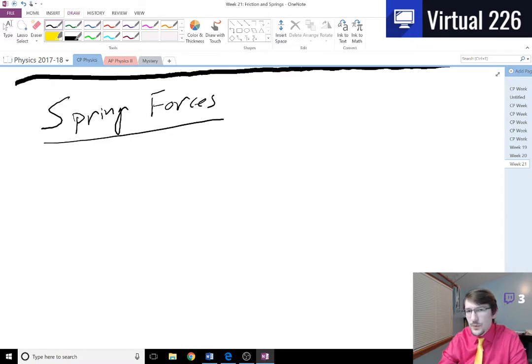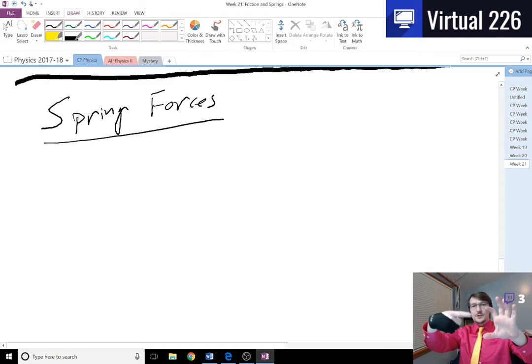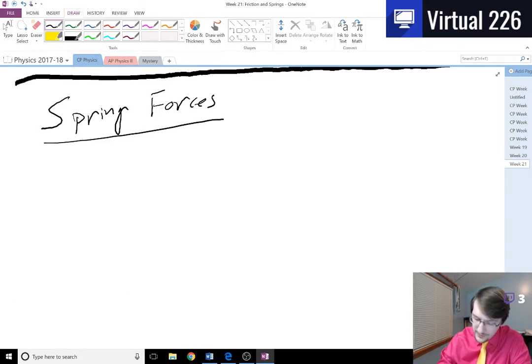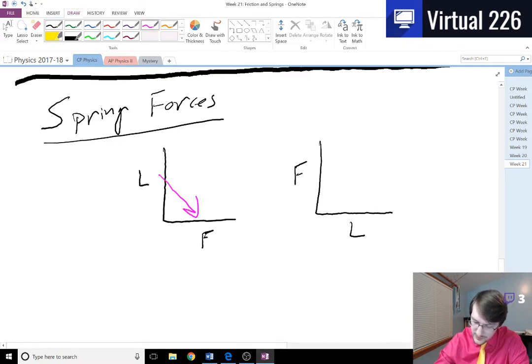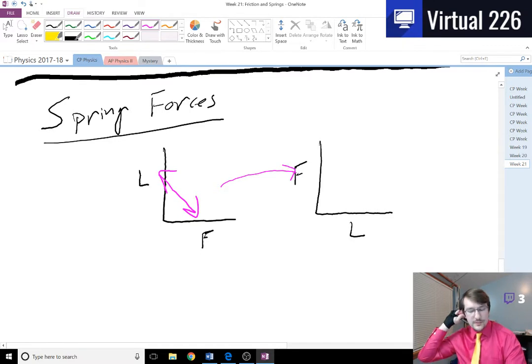If you actually remember, way back earlier in the year, we did a spring lab. We took a little spring, you picked your spring, we attached it to a pendulum clamp, and then we put masses on the spring as it stretched out. When we did this, we actually created two graphs. We created a length of stretch based off of the amount of weight you put on the spring, so some amount of force, and then we did a different graph where we just exchanged these axes. It was an exchanged axis graph, so we just swapped these and created this over here.